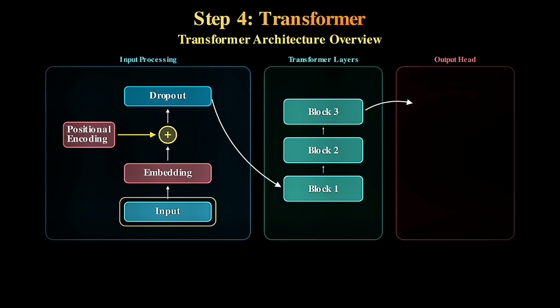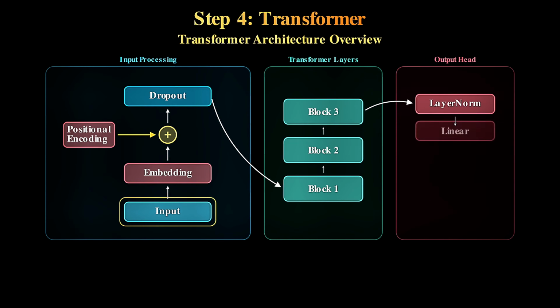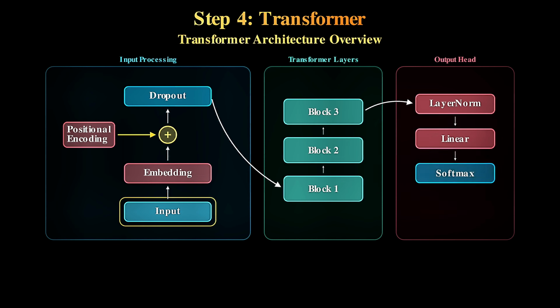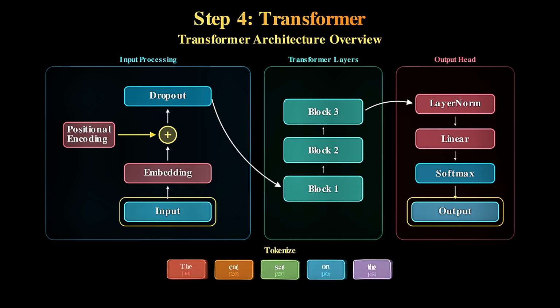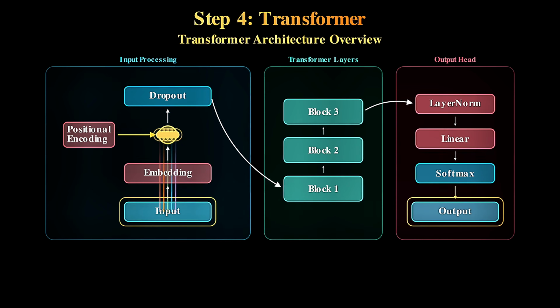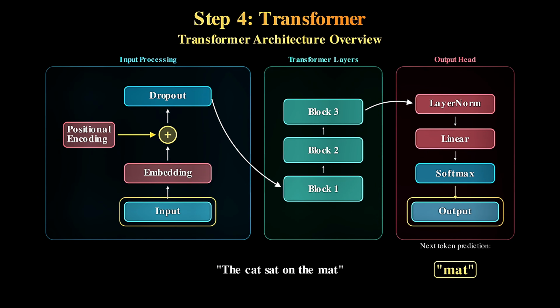On the right is the output head, a layer norm, then a linear layer, then softmax, which produces the final prediction. Let's watch the data flow through. The sentence, "the cat sat on the," enters the pipeline. It gets tokenized into individual tokens, each one flowing through every stage of the architecture. The tokens travel through embedding, positional encoding, dropout, then through each transformer block, and finally through the output head, where the model predicts the next word, mat.